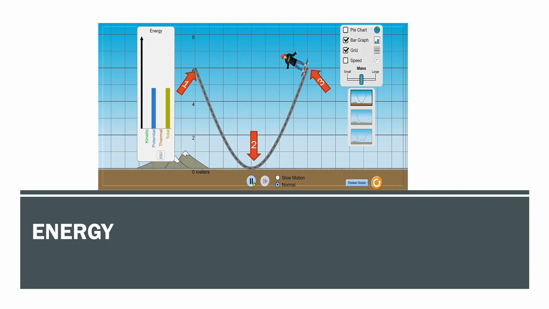Throughout the whole time, if you watch the total energy bar, it never changes. The total amount of energy stays the same because it's just shifting from potential energy to kinetic energy. Without any friction, the skateboarder will go back and forth forever. What happens when we add friction?